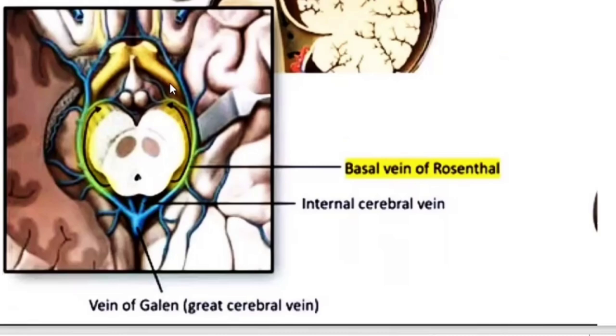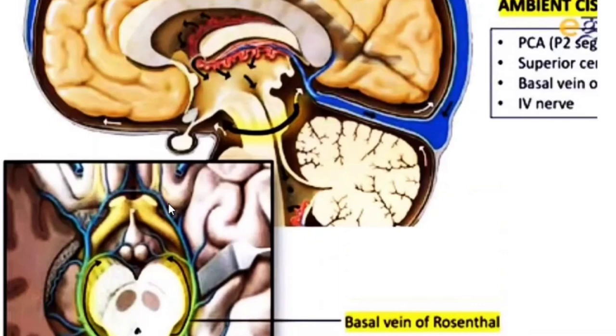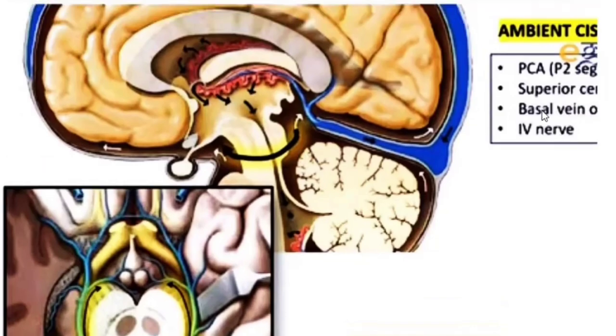Two contents: one is the P2 part of PCA and the other is the basal vein of Rosenthal. We'll see what the other contents are. P2 part of PCA, superior cerebellar artery. I told you, the superior cerebellar artery arises from the superior part of the basilar artery, just below the midbrain. So the superior cerebellar artery, P2 part of PCA, basal vein of Rosenthal, and the fourth one are the contents of the ambient system.